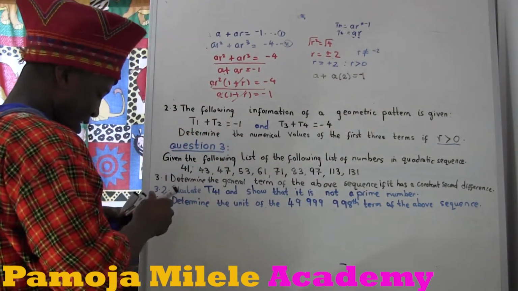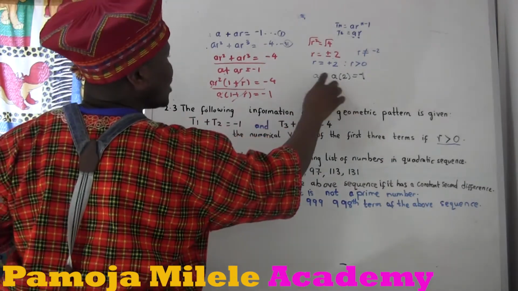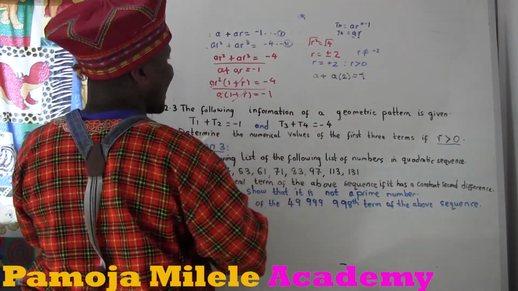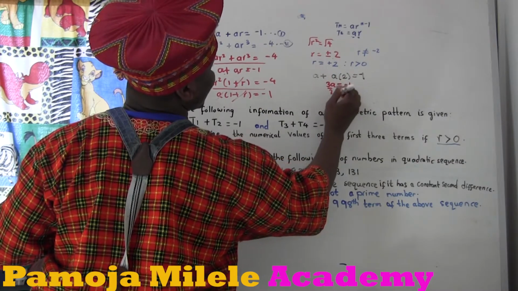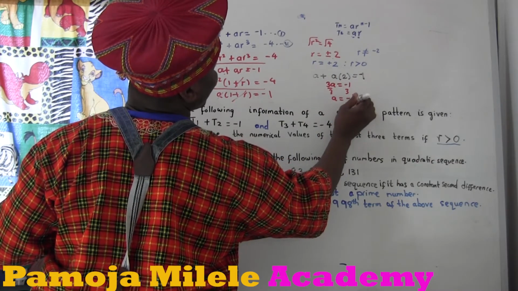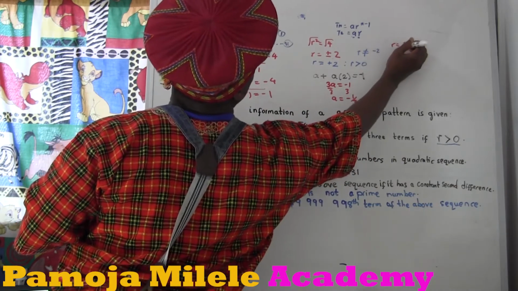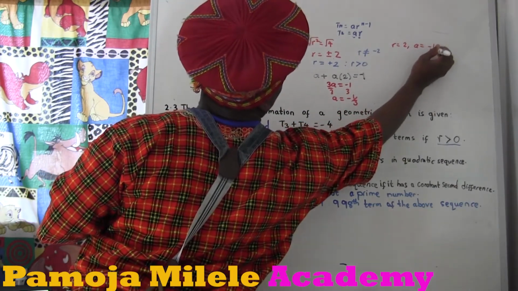So let me calculate the value of a. It's easy. This is 2a, and 2a plus a equal to 3a. So 3a equals negative 1, giving a equal to negative 1 divided by 3. So a equals negative 1 over 3. So our r equal to 2 and our a equal to negative 1 over 3.